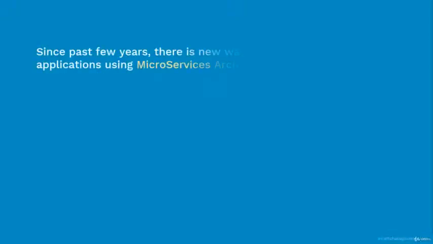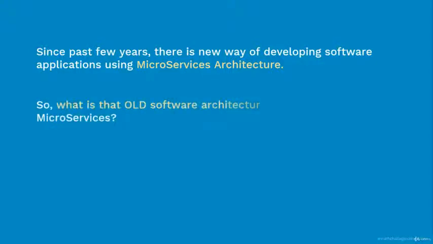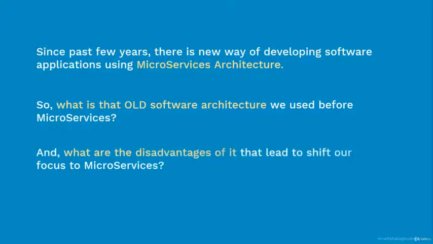Since the past few years, there is a new way of developing software apps using microservices architecture. That's when all the buzz around containers and container orchestration has increased. But we have been developing and using these large software apps even before most of us were born. So, what is that old software architecture we used even before microservices? And what are the disadvantages of it that led us to shift our focus to microservices?